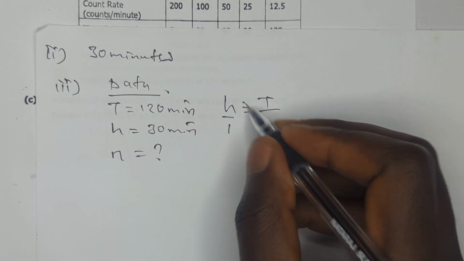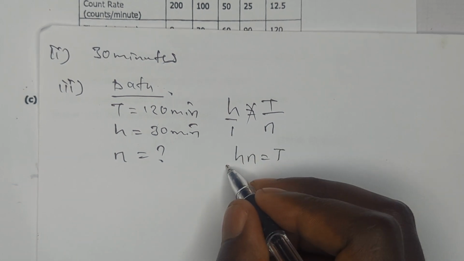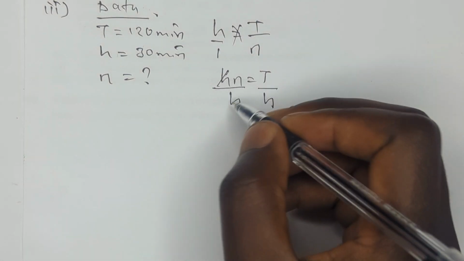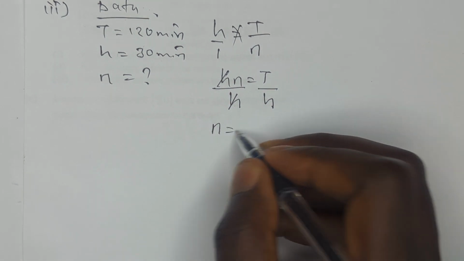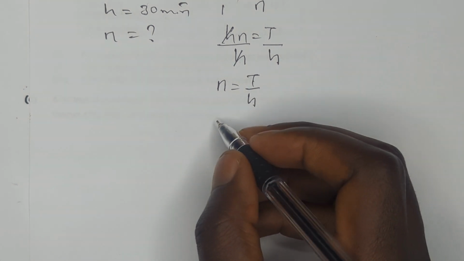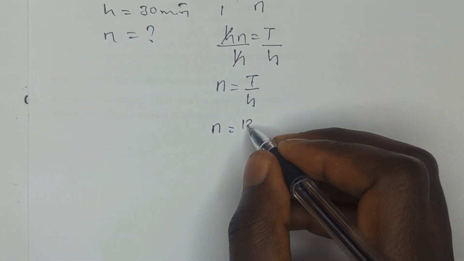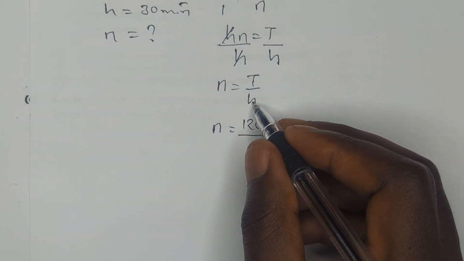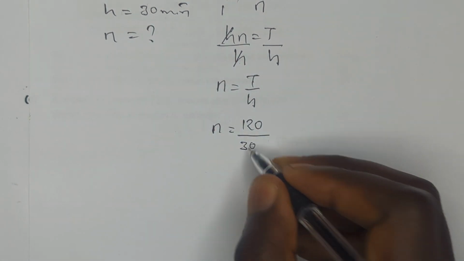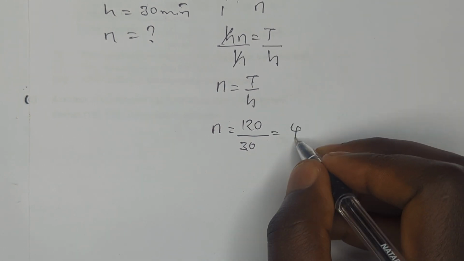So here over 1 we cross multiply. This will be hn is equal to t. We divide both sides by h. Our formula therefore becomes n is equal to t over h. Here on t, we are putting 120 minutes. The half-life, that is 30. So 30 into 120, it will give us 4.